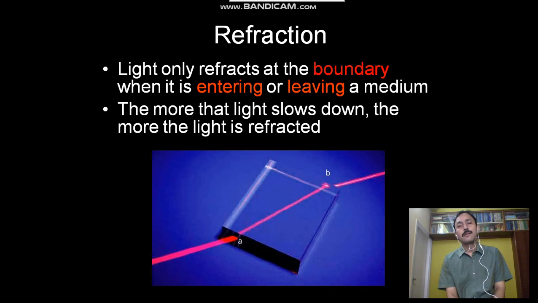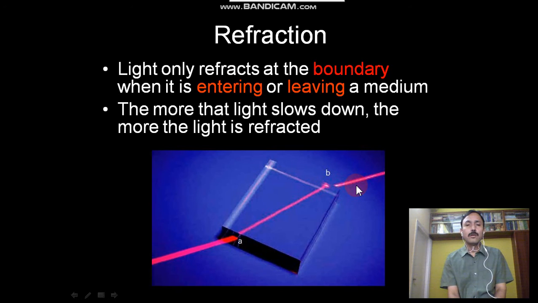Again, if we place a glass slab on the table and a laser light, or any type of light, is made to fall here, then instead of moving straight, the light bends, and then bends again. When light comes from air to the denser medium, which is glass, the light bends. Again, when light comes from denser to rarer, it bends again.